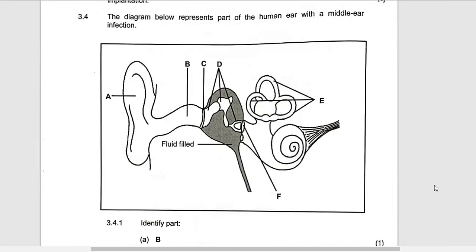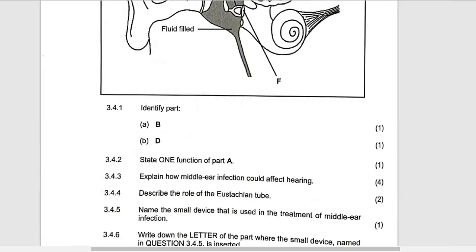Question 3.4. This is the structure of the ear. You need to know exactly what this is. They are saying that the diagram below represents the part of the human ear with a middle ear infection. What is A? You need to know pinna, auditory canal, tympanic membrane, the ossicles, because there are three, semicircular canal, oval window, and then eustachian tube, which is filled up with the fluid. So that's why it is a middle ear infection.